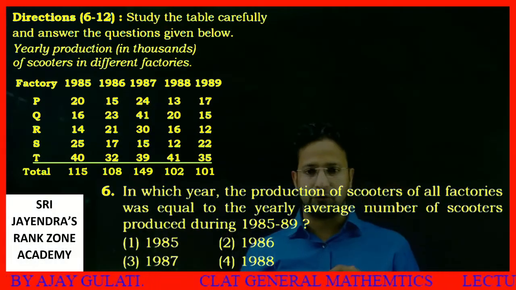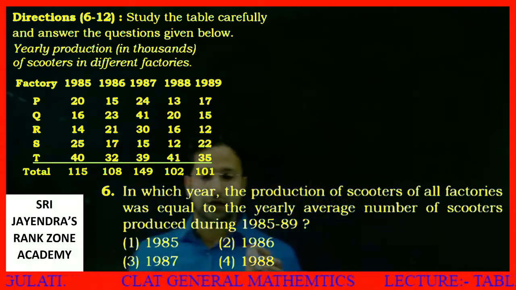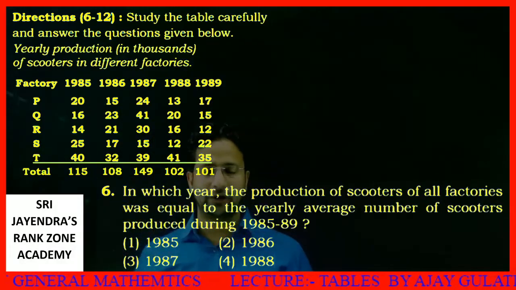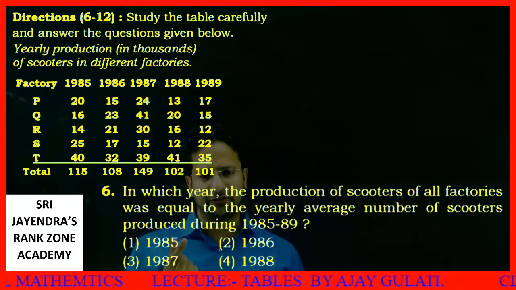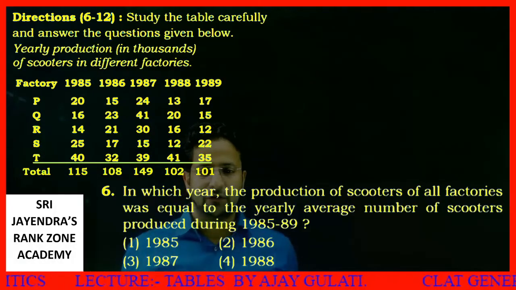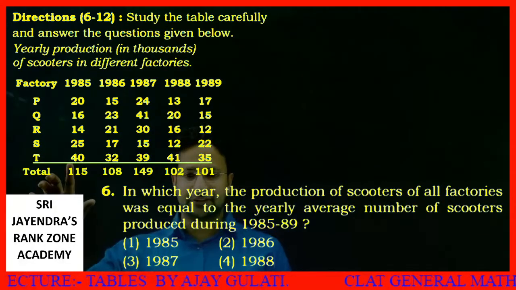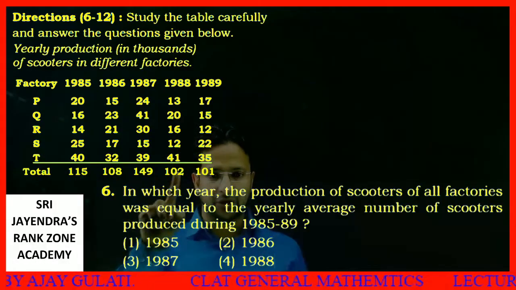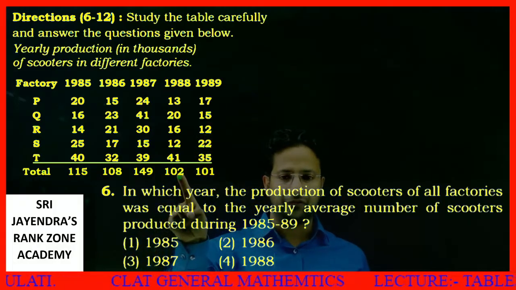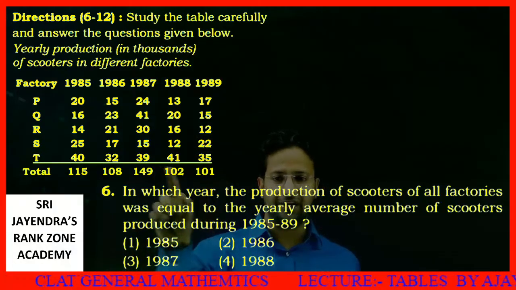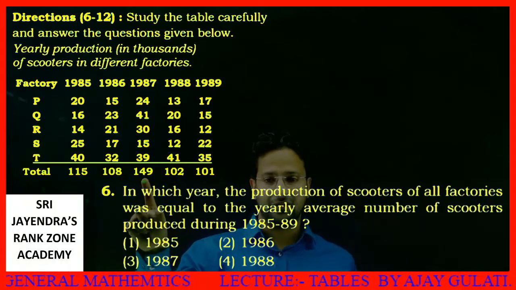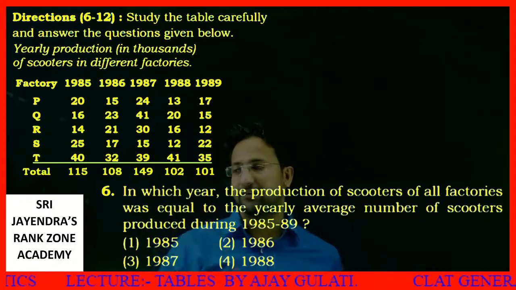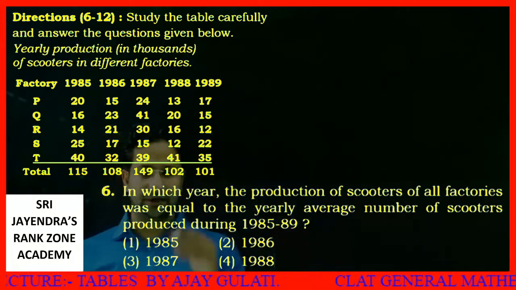See, first of all, let's add production in all years. This is 115, 108, 149, 102, 101. How do we add this? Let's add the last 2 digits first. Okay, then things will become easy. 15. See, this is 15. Then 15 and 8, 23. 23 plus 2, 25. This is 26. 26 plus 49, 75. So this is 100, 100, 100, 100, 100, 575. So this total production comes out to be, dear students, 575.